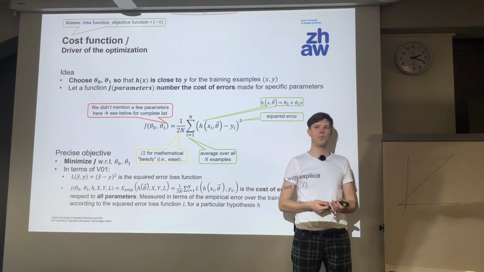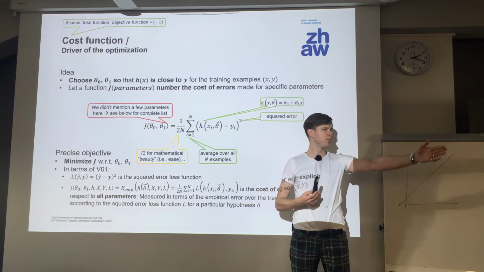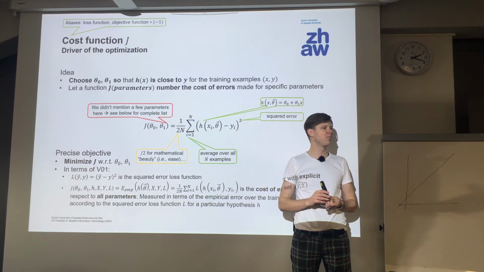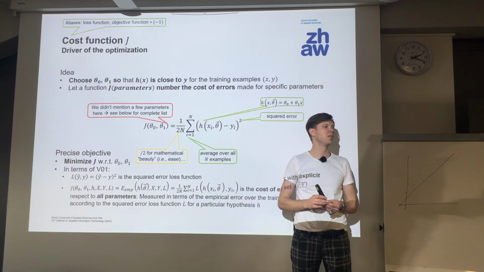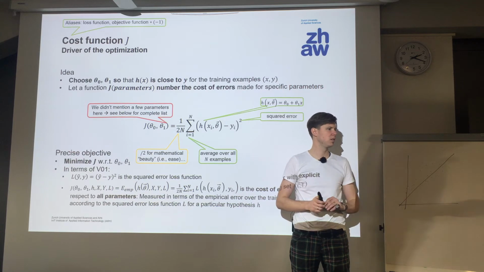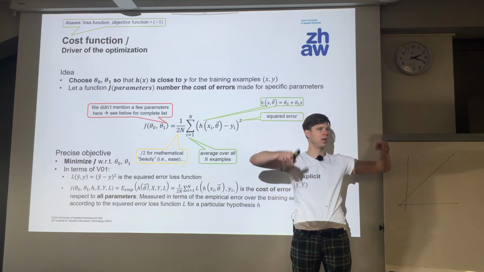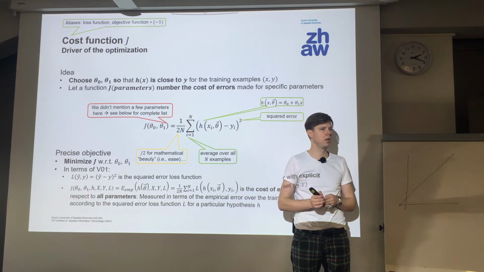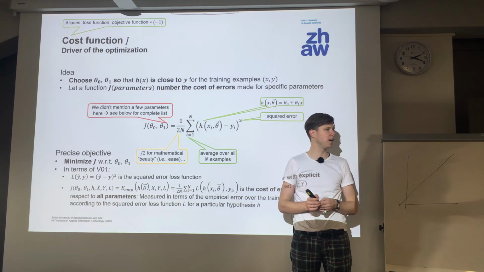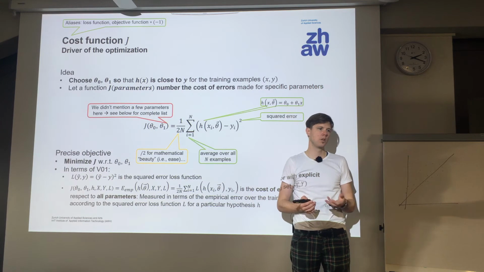Why do we square? Because of the negative sign. Yes, that's one reason, but we could also use a norm for that, the L1 norm, Betrag, absolute value. So why do we square?